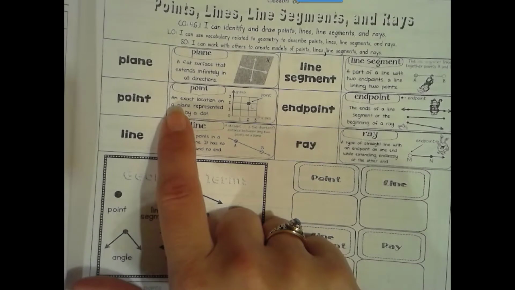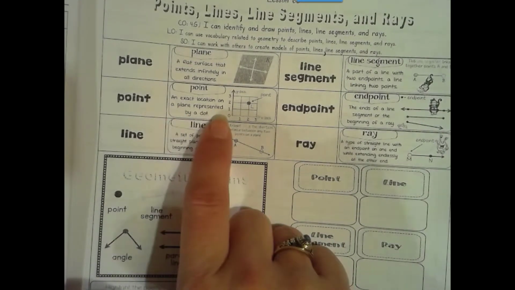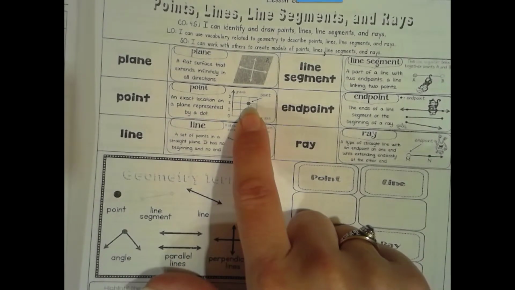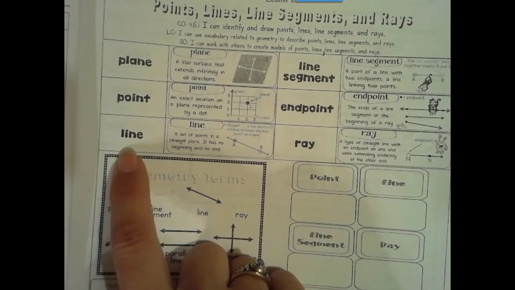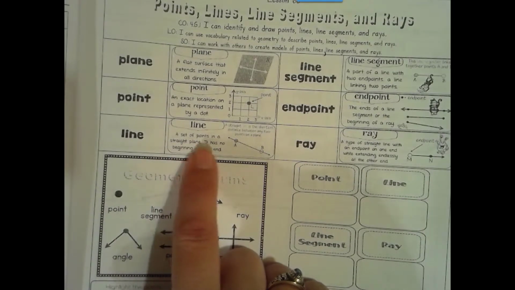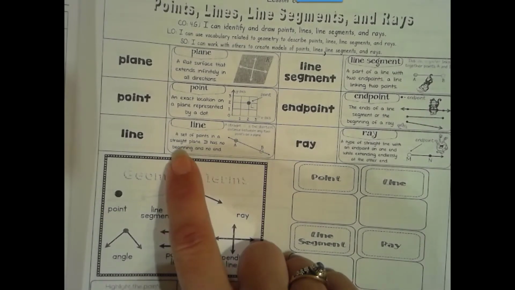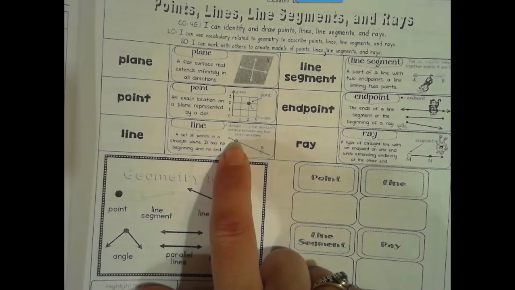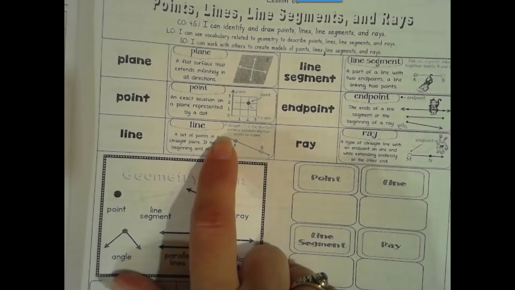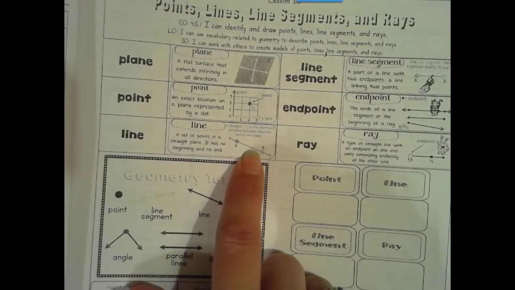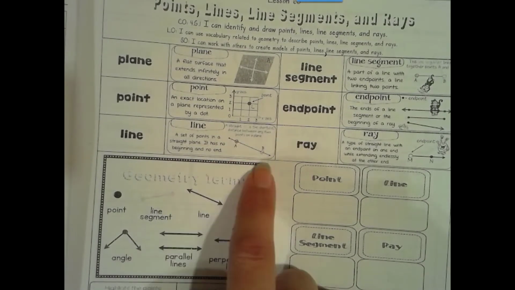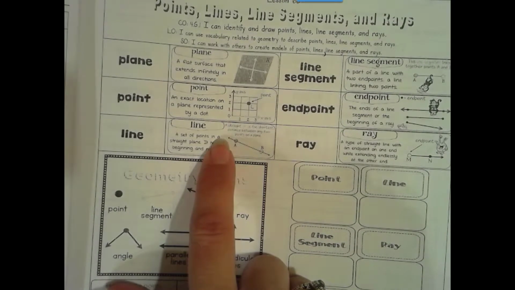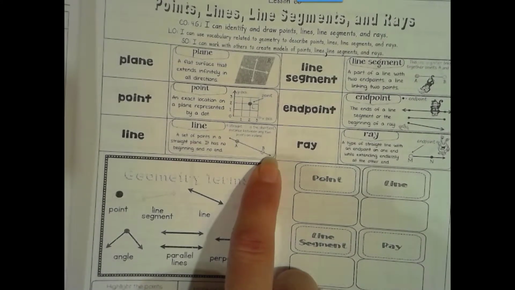A point is an exact location on a plane represented by a dot. So we use dots to show points. Line. A line is a set of points in a straight plane. It has no beginning and no end. So here we have a line, and it's all the points in this row that make up the line. And to show them, we just draw the line, and since it goes forever, we show it with an arrow on each end to show they go forever, because we can't draw it forever.